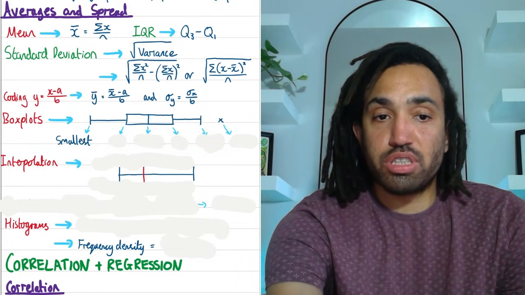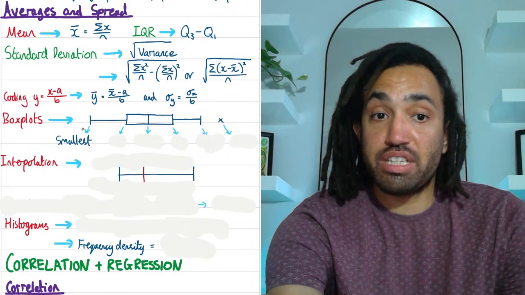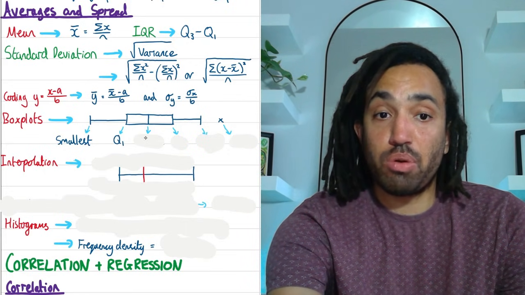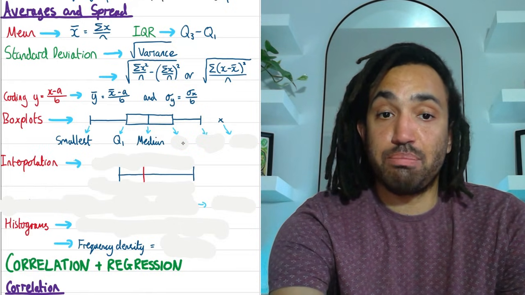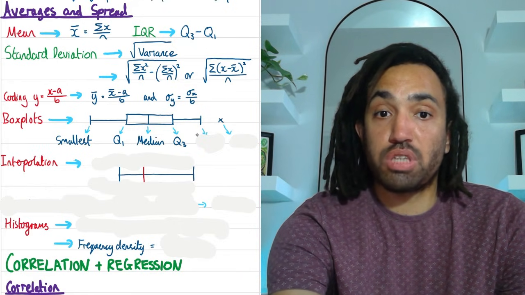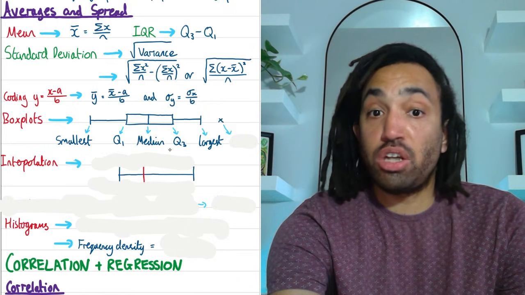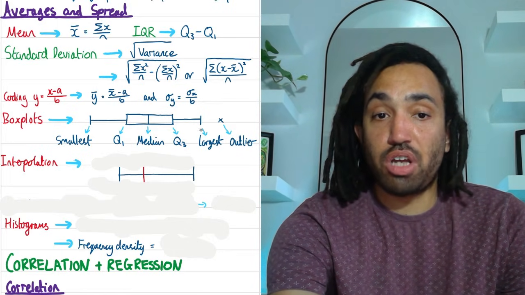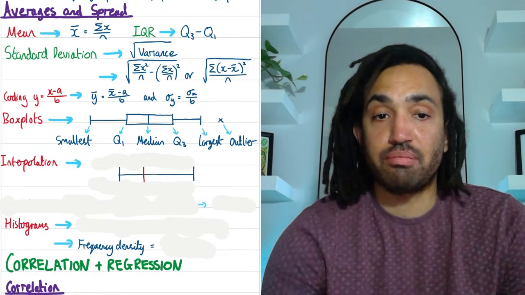Box plots: you have the smallest value, which is the whisker on the left. This next one is the lower quartile. In the middle, that line is the median. Then we have the upper quartile, and then the largest value, and then we have the outliers, which will be outside of the box plot, and they will be just little crosses there.